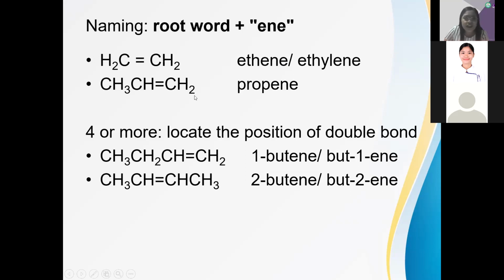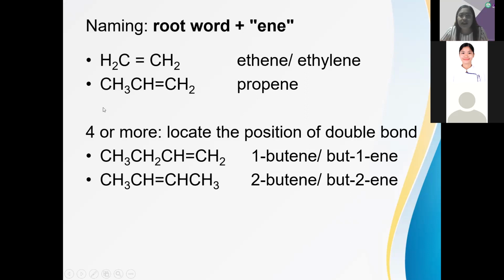And then we have here another one, 1, 2, 3. So we have 3 carbons. For 3 carbons, our prefix is prop. But since you have the presence of the double bond, you will have the ending -ene. Okay, so we call this propene. Now, this is true for alkenes with 2 to 3 carbons only.